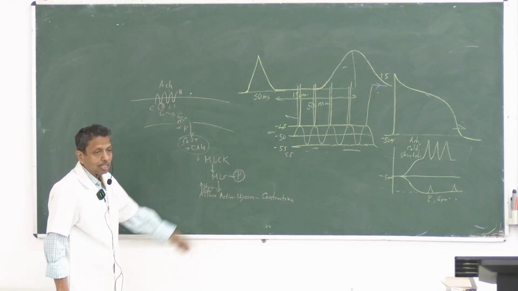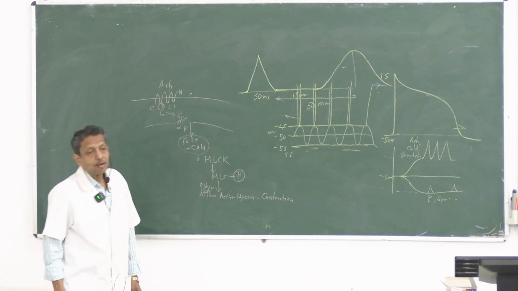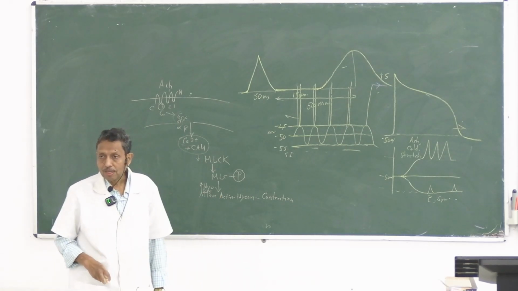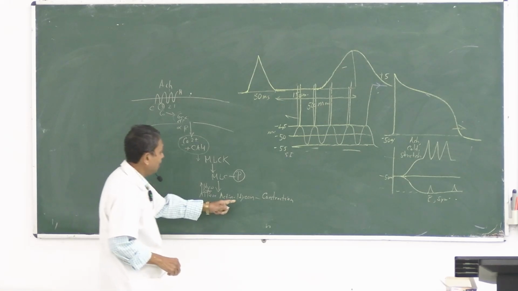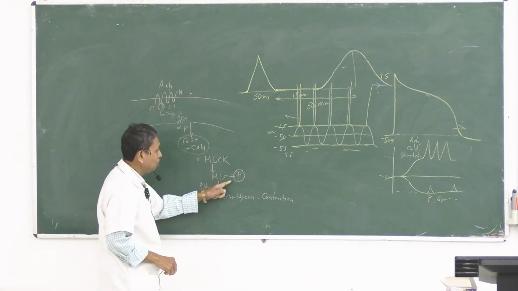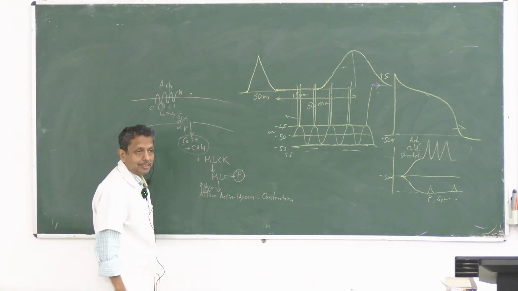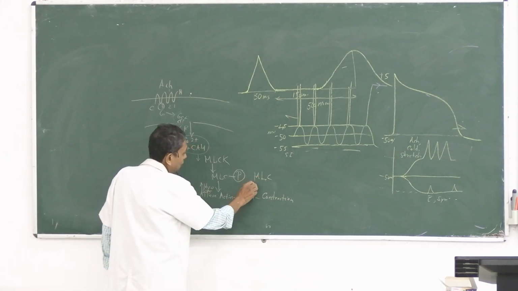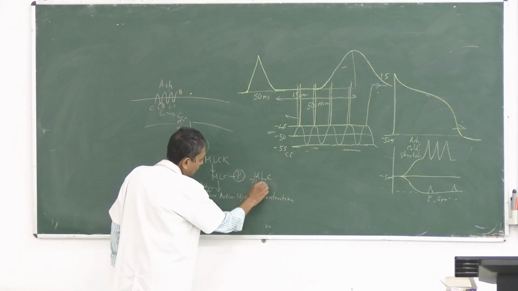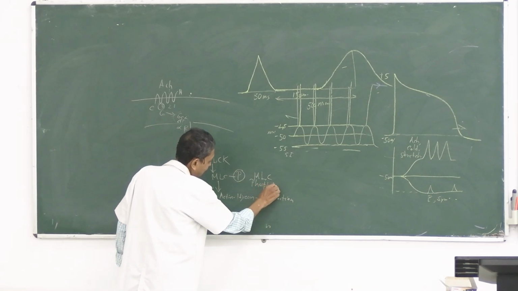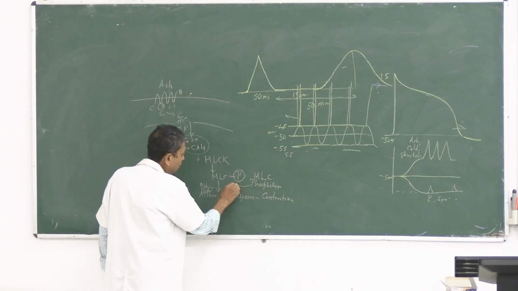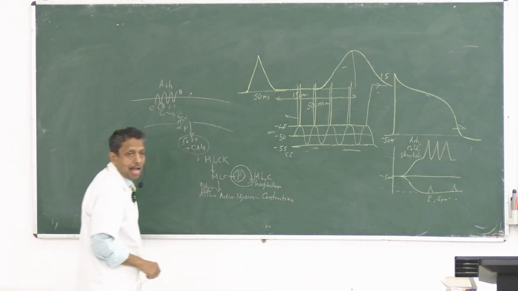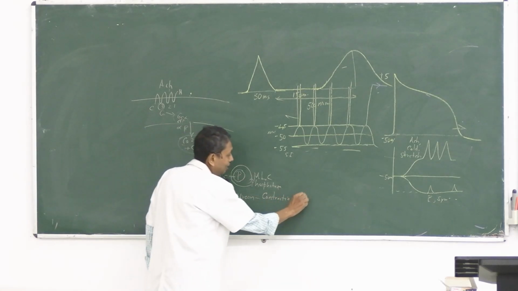And after the contraction, then what occurs? There may be relaxation, and relaxation means that this phosphate must be removed. There is myosin light chain phosphatase, and it will remove this phosphate, and then there is relaxation.